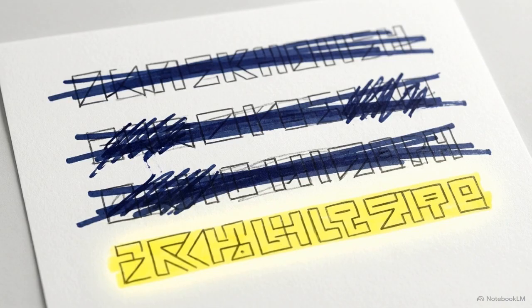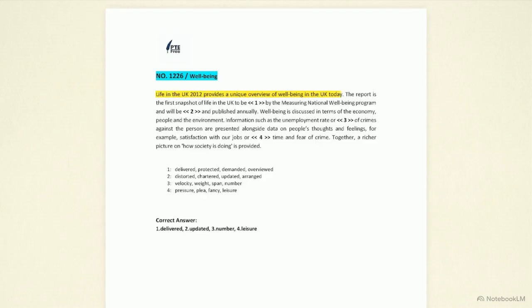Let's start with the first sentence. Let's isolate the opening sentence and our first set of options: delivered, protected, demanded, and overviewed. Step 1 is to locate the primary subject taking the action. The text mentions the Measuring National Well-Being Program and notes it is generating a snapshot of life. We need to determine the specific action an official program takes with this type of report.